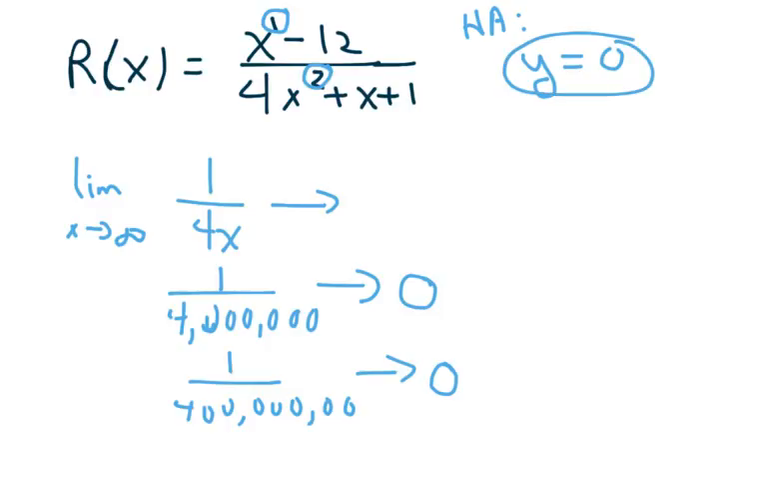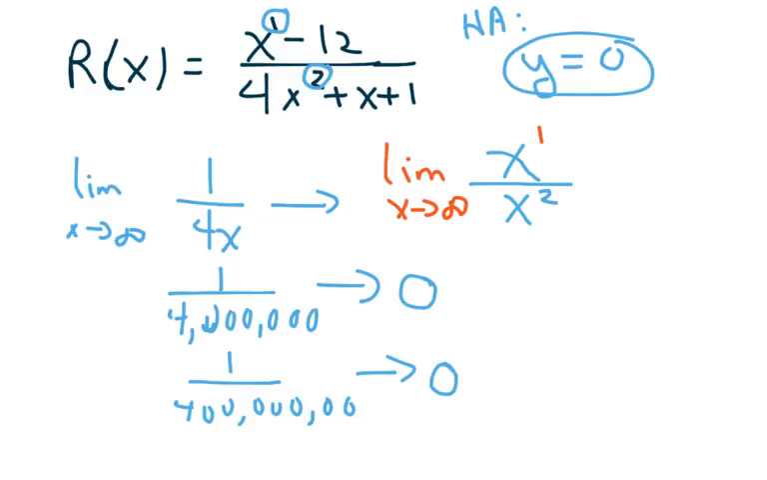What if I had x over x squared? Again, the degree in the numerator is smaller than the degree in the denominator. So if I take the limit, and as x gets bigger and bigger, the same thing's going to happen.